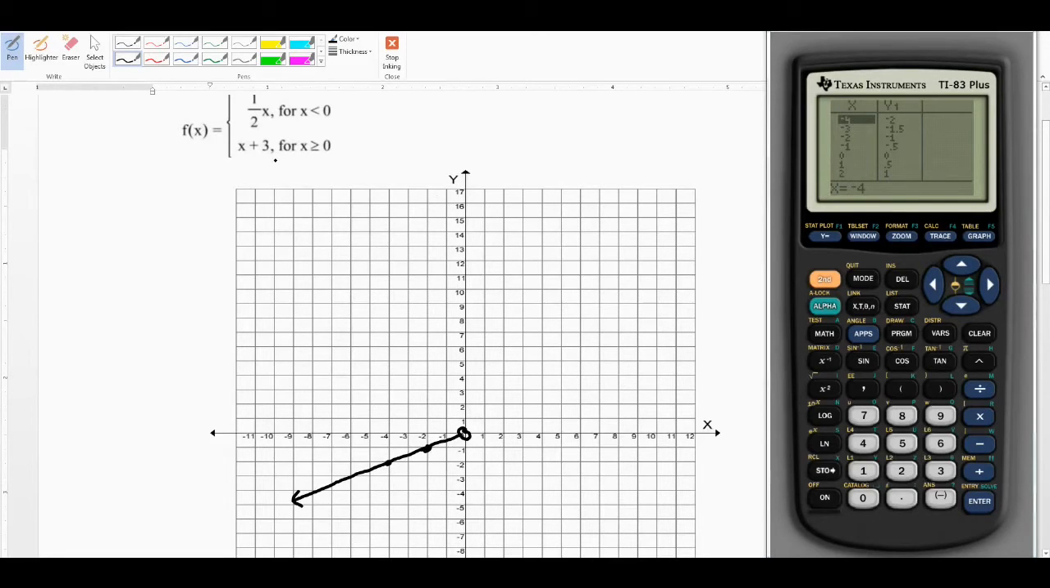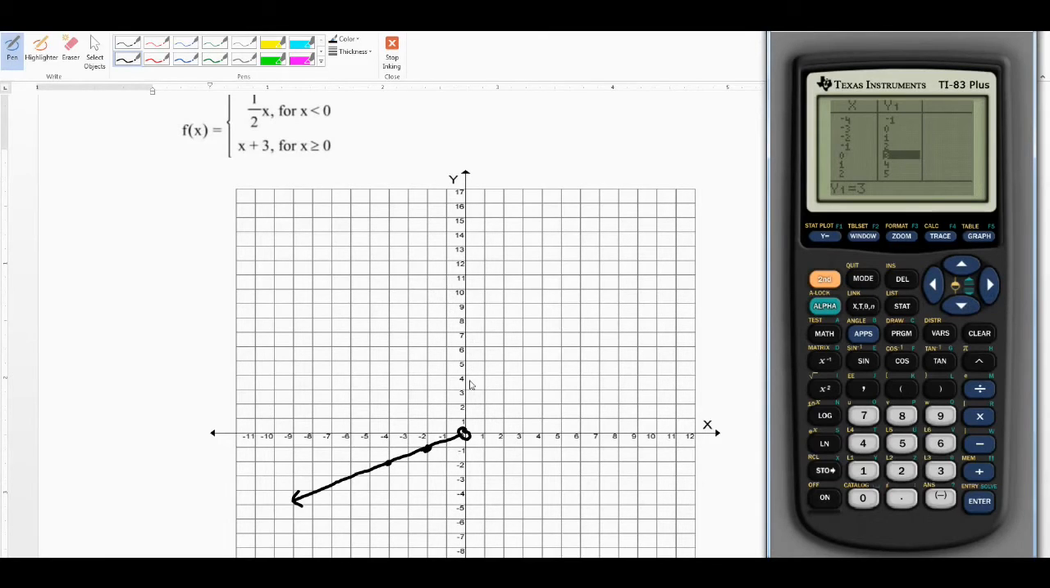And now I'm going to graph x plus 3. x plus 3 is a line that goes through the y-axis at 3. So let's look at our table. Notice we're looking at the domain restriction of x greater than or equal to 0. So I want to look at 0. And that point is 0, 3.